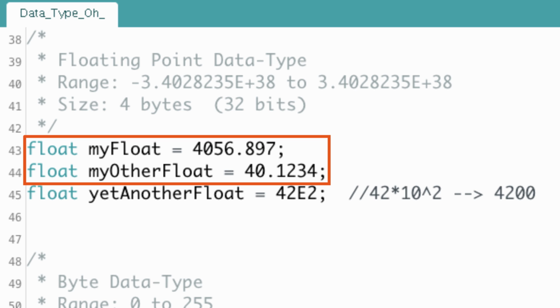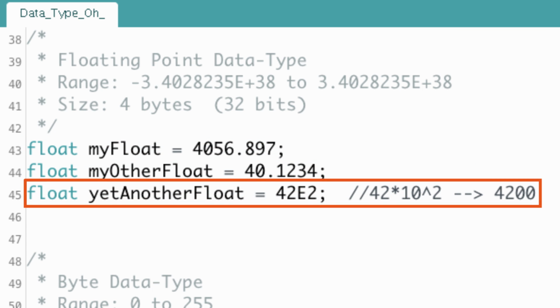Or something like 40.1234. But numbers after that, the numbers that are less significant, they're going to be rounded off, chopped off, and battered. You really don't know exactly how the compiler is going to handle them. Now, big floating point numbers can be made using a capital E following the number. So 42E2 means 42 times 10 to the second, or 4200. You can think of the number that follows the E as the number of zeros you want to add to the number before the E.